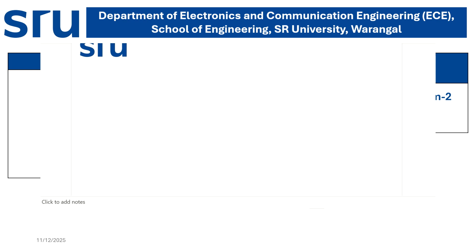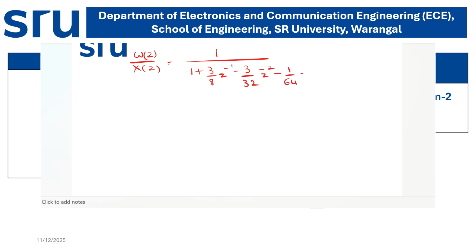Now equate the denominator factor, that is w of z by x of z, with 1 by 1 plus 3 by 8 z power minus 1 minus 3 by 32 z power minus 2 minus 1 by 64 z power minus 3. Now again cross multiply and apply the inverse z transformation. So w of z is equal to x of z multiplied by this.